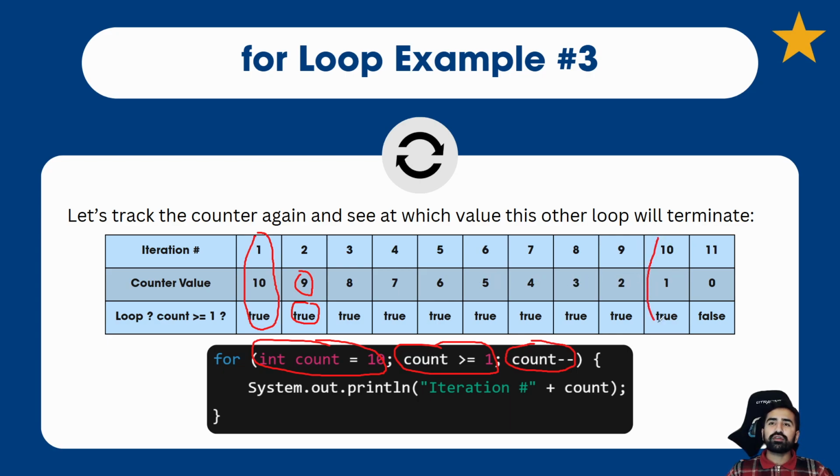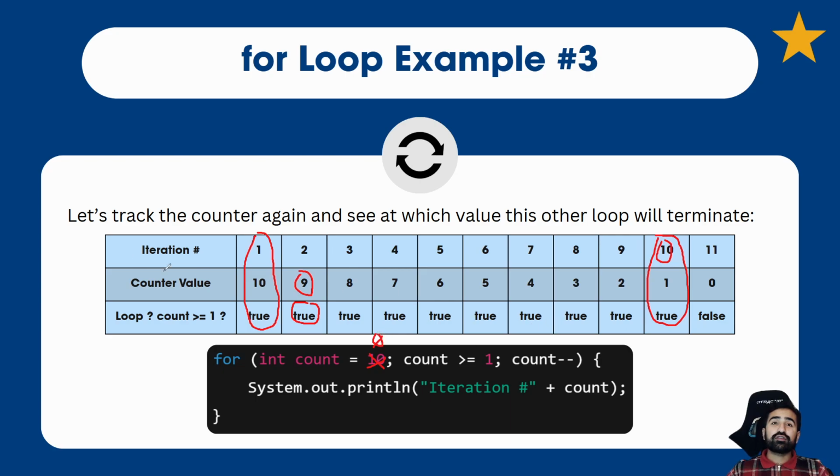Let's examine this one. So we're on our 10th iteration. Our count has updated quite a few times, and now count is 1. And we ask ourselves the question, is 1 greater than or equal to 1? Well, it is, right? So this 10th iteration will execute. So we'll do our print message first, right? And then the count is updated from 1 down to 0.